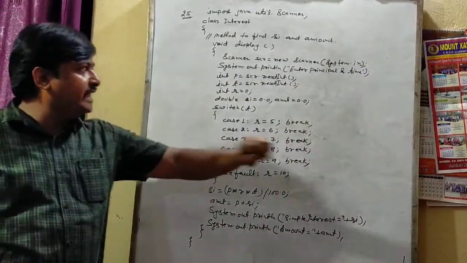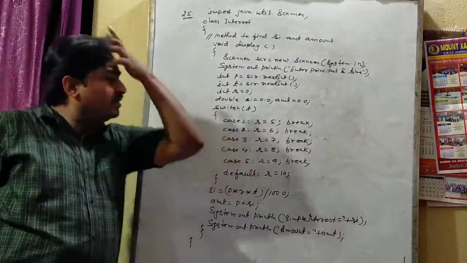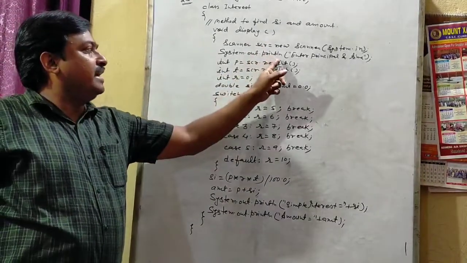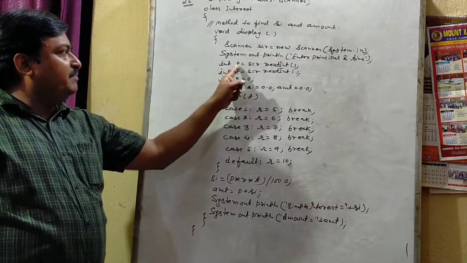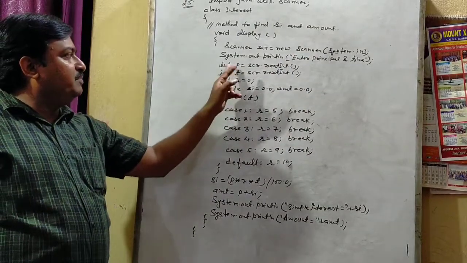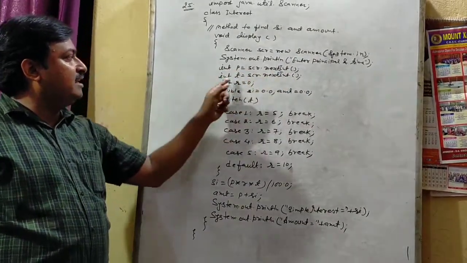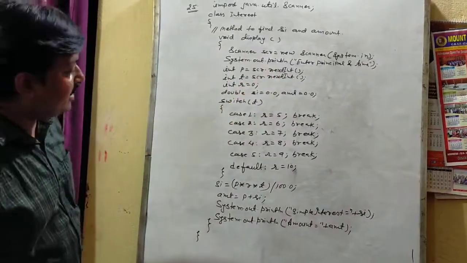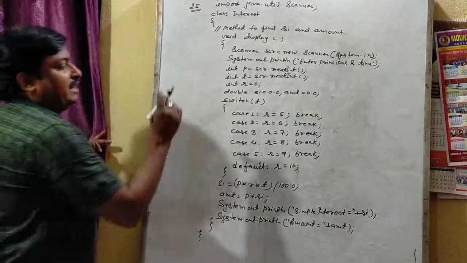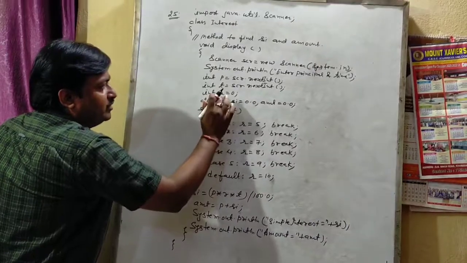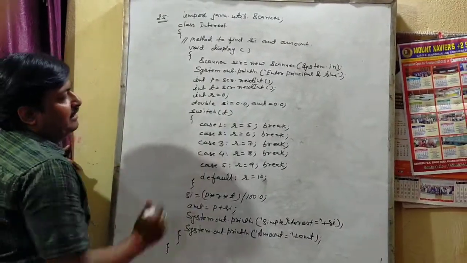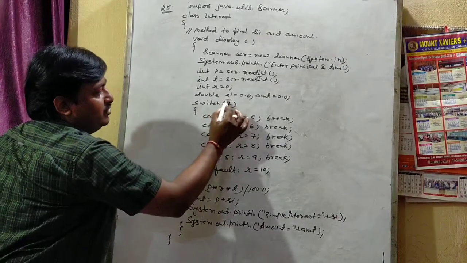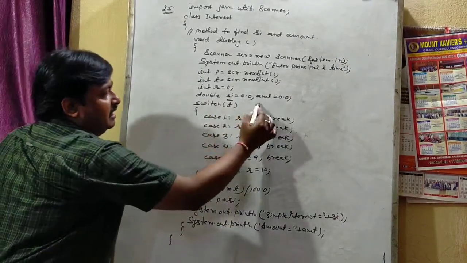We have to input two things, that is principal and time. So System.out.println enter principal and time. We will store principal in P and we will store time in T. int P equal to SCR.nextInt, int T equal to SCR.nextInt. We will take a variable R to store the rate of interest. We will take variables SI and amount to store simple interest and amount.